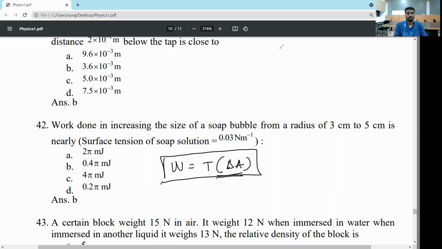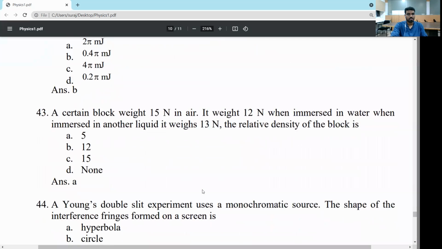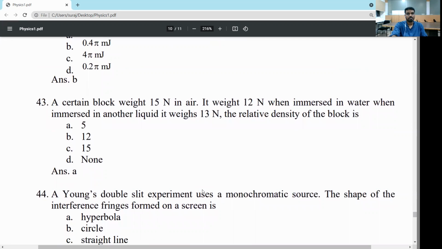Next question number 43. A certain block has weight 15 Newton in air. It weighs 12 Newton when immersed in water. When immersed in another liquid, 30 Newton. The relative density of the block is. So mg minus buoyant force is equal to apparent weight mg dash. Based on this you have to use.